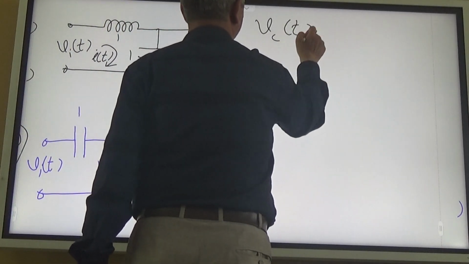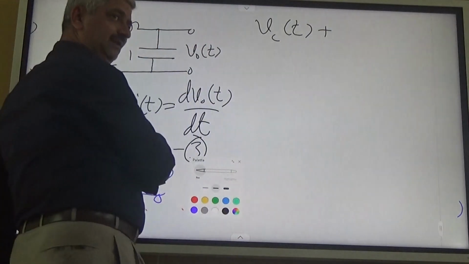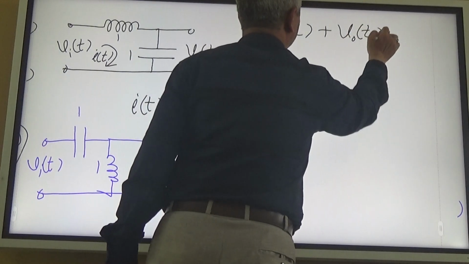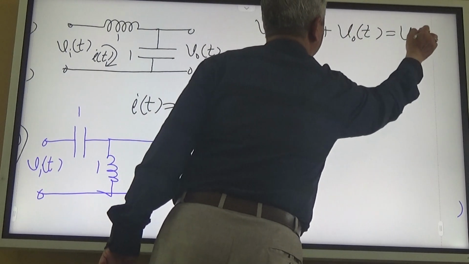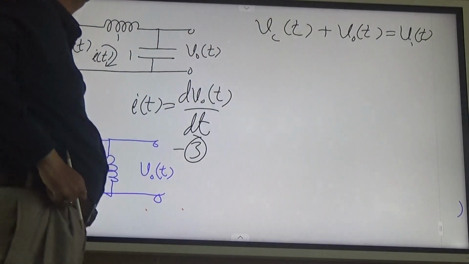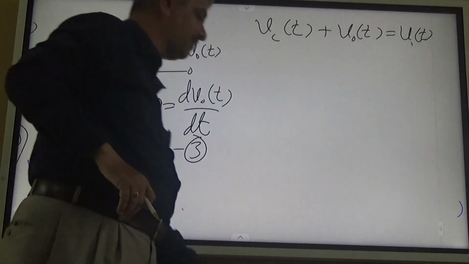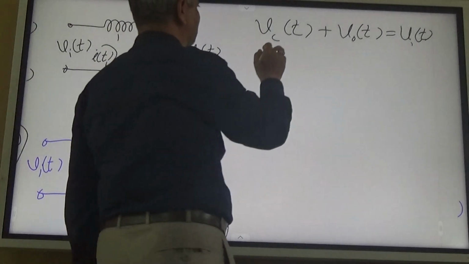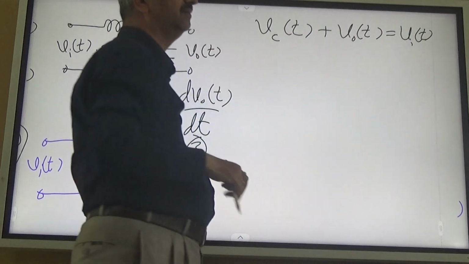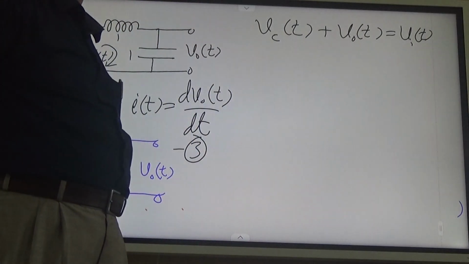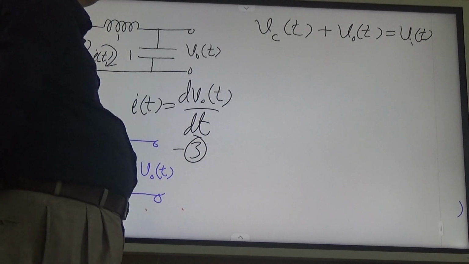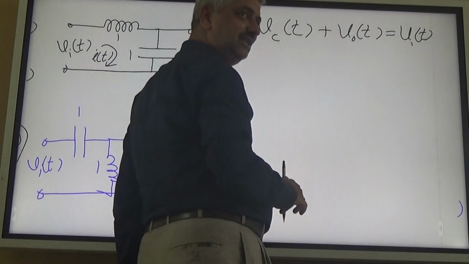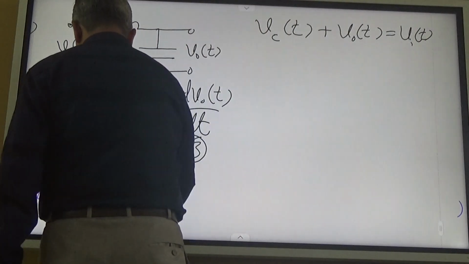VCT plus VOT, right? Now what we do? Now what is VCT? How will we replace? How will you replace VCT? So now we use both of these relationships. For capacitor, what is the relationship? It is series circuit, I is common.